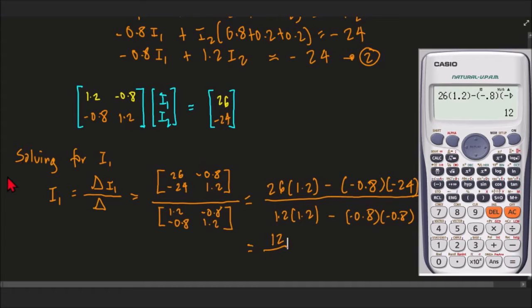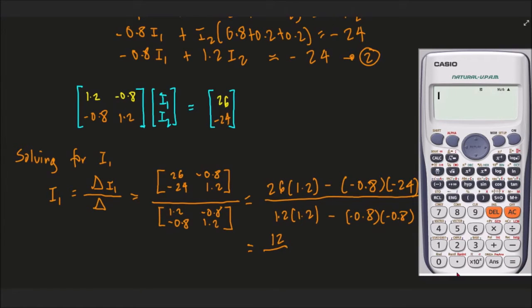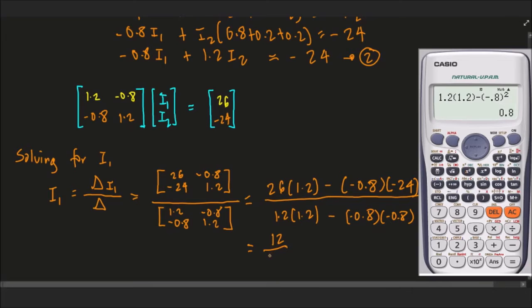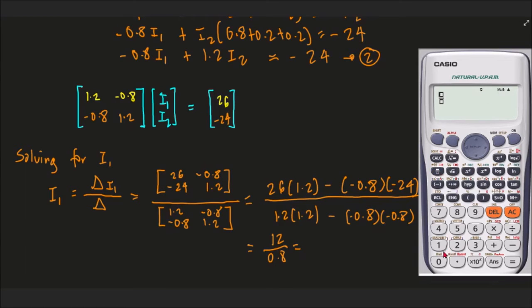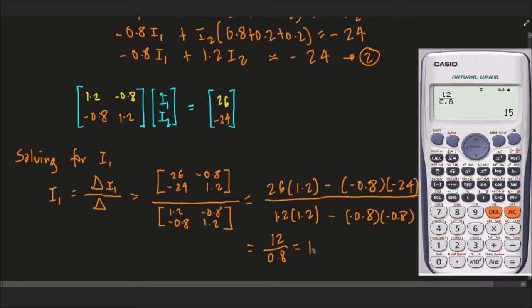Now we will be solving the denominator. So we have 1.2 times 1.2 minus negative 0.8 times negative 0.8, so we could have that as squared, which is 0.8. Then 12 divided by 0.8 is equal to 15. So our I sub 1, or our current at loop 1, is equal to 15 amperes.